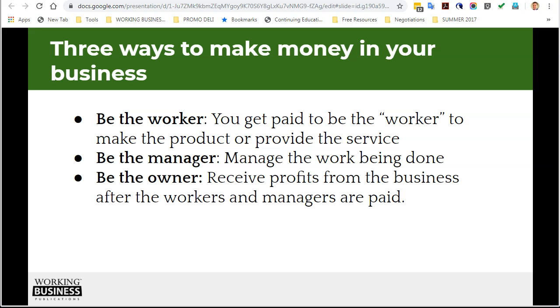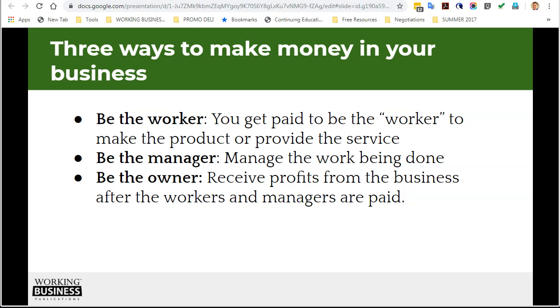And finally, the owner. That's when you receive profits from the business. When you get to the equation revenues minus costs, anything that's left over in the business at the end of the month or at the end of the year, those are the profits, and those profits can be paid to the owner of the business.